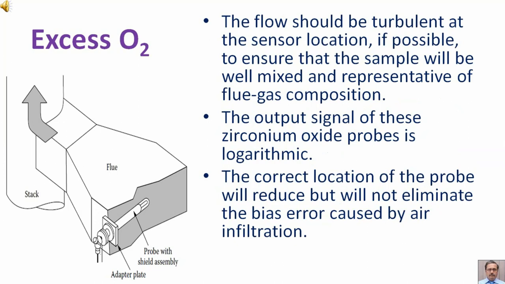The flow should be turbulent at the sensor location, if possible, to ensure that the sample will be well mixed and representative of flue gas composition. The output signal of these zirconium oxide probes is logarithmic. The correct location of the probe will reduce but will not eliminate the bias error caused by air infiltration.